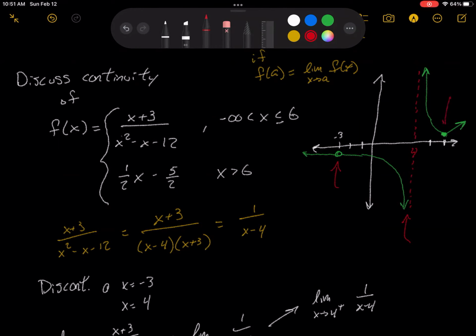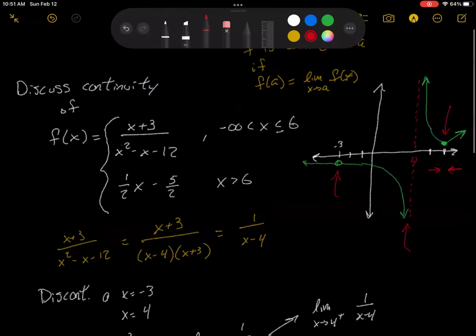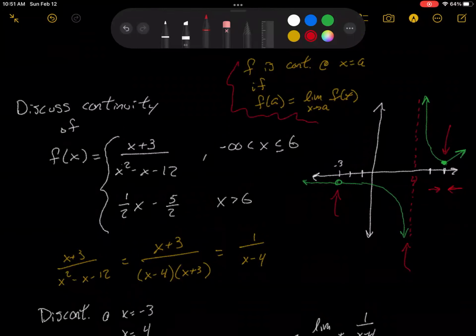And then I might have been discontinuous over here at x is equal to 6 because this function and this function might not have agreed. But it turns out that I am continuous. The limit from the left gave me a 1/2. The limit from the right gave me a 1/2. And my function value at 6 was also equal to 1/2. So I satisfied this definition of continuity there. So this piecewise function, f of x, is only discontinuous at -3 and at +4. It's continuous everywhere else.